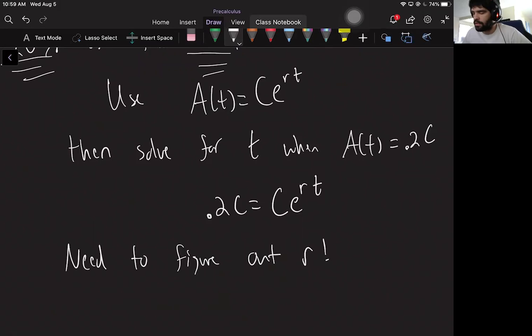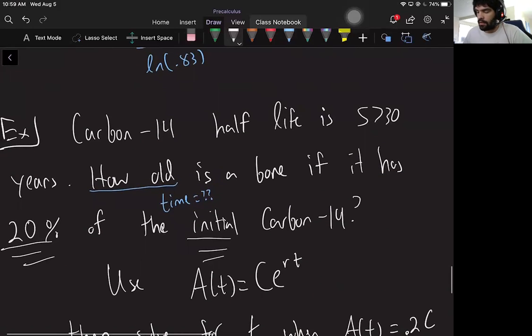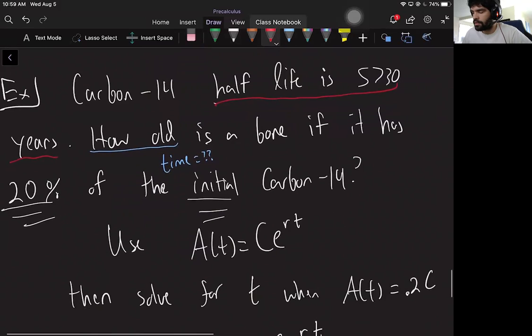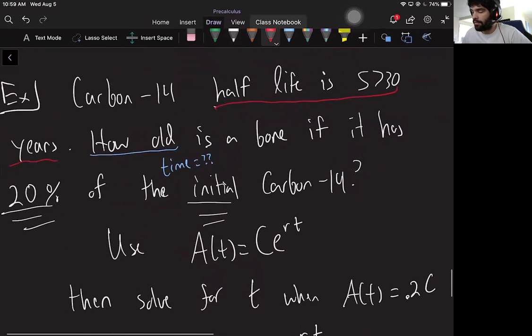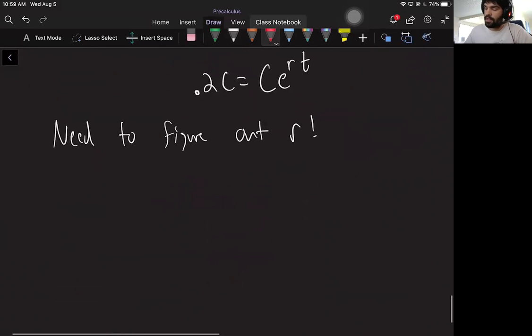And these problems always give you a way to figure out what you need. And the clue this time is that the half-life is already told to you. We don't have to figure it out, it's told to us, but we have to use it. So the half-life is 5,730 years.